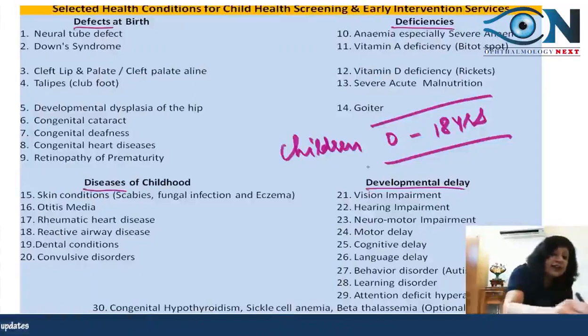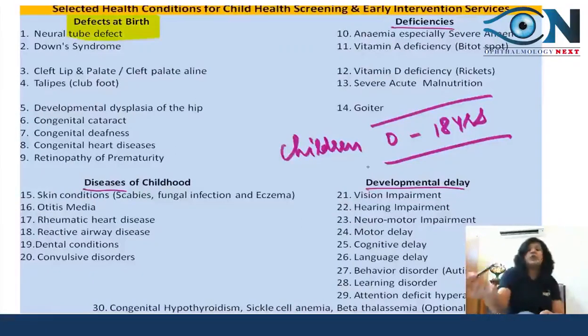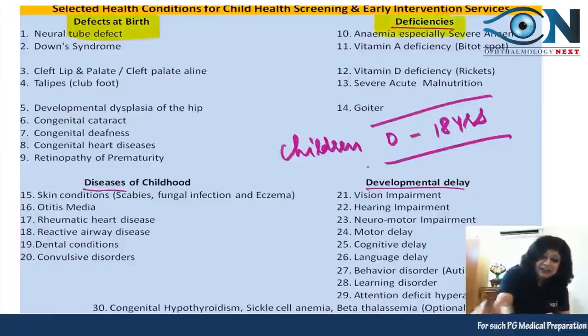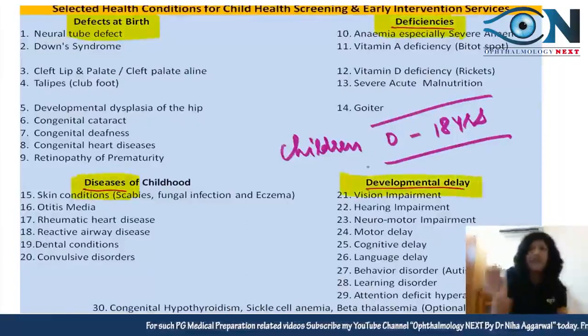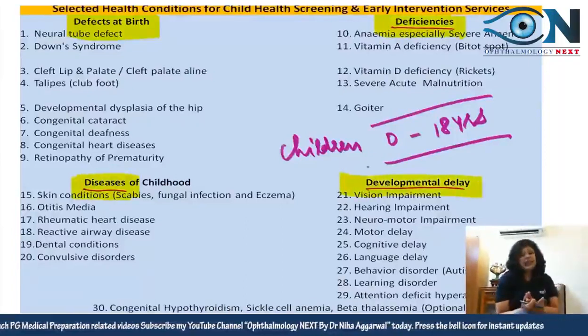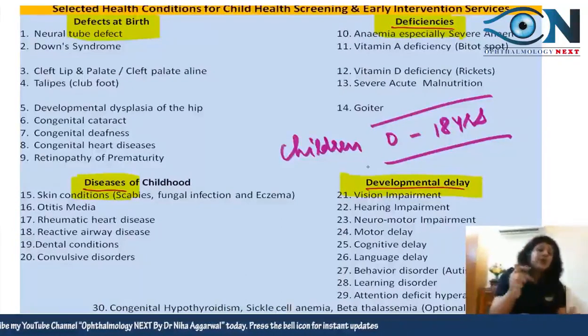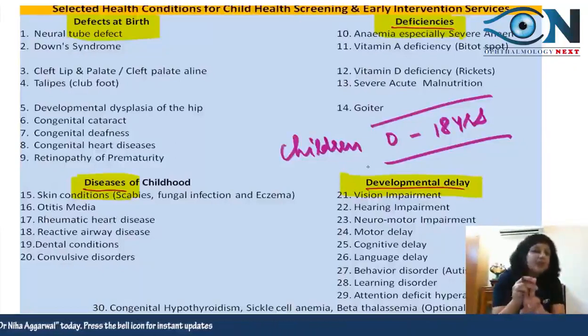If you see here, D for defects at birth. One is the D for defects at birth. We also have the deficiencies. Then we have diseases of the childhood, and then we have the developmental delay. Now, how to remember this? What are the defects at birth? Now see, the defects at birth, D for D.